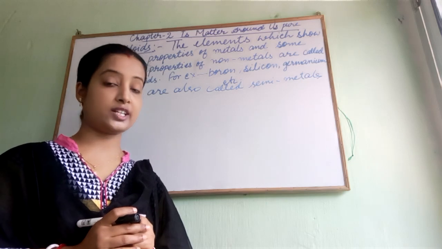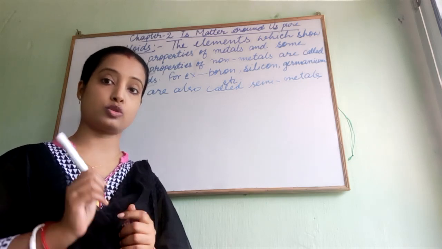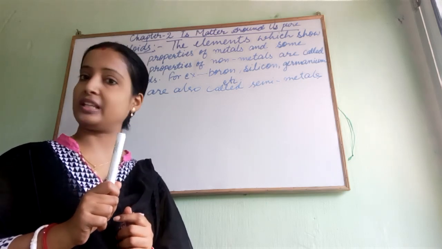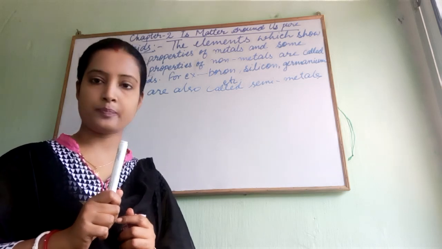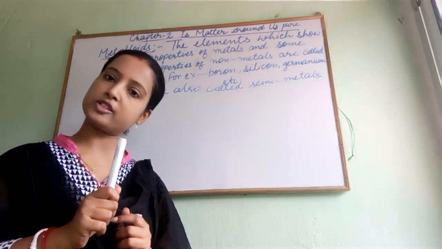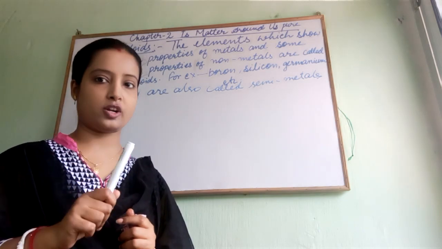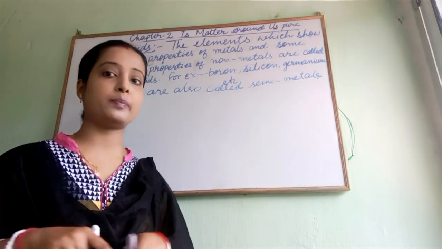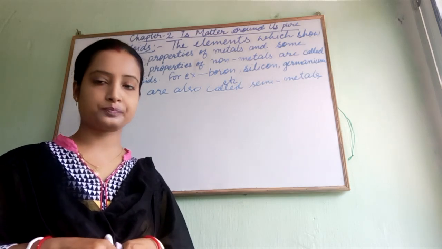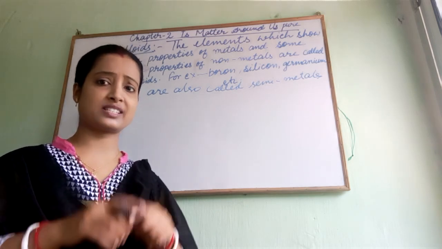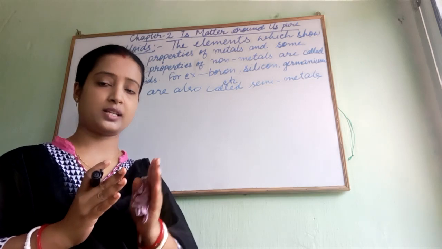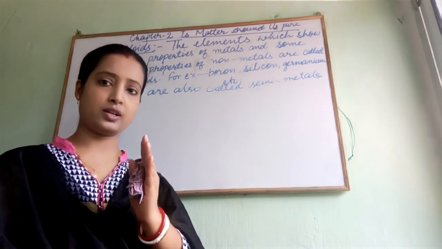Okay. So I think it is clear what we mean by metalloids. Those elements which are neither a metal nor a non-metal. Instead, they have the properties of both metals and non-metals, that are called metalloids. And in the periodic table, if you see the periodic table of all the elements, the metalloids also exist in the place between metals and non-metals.